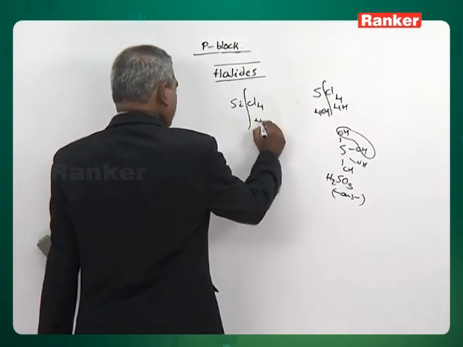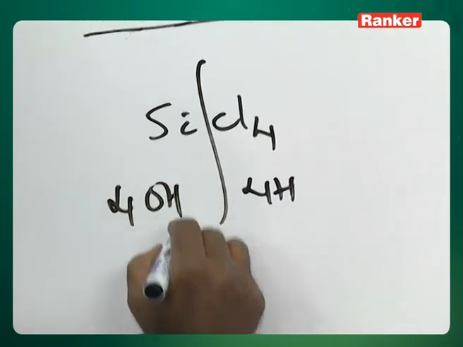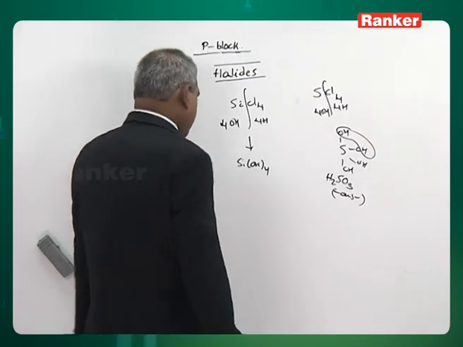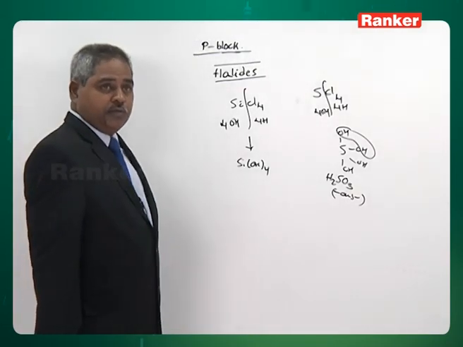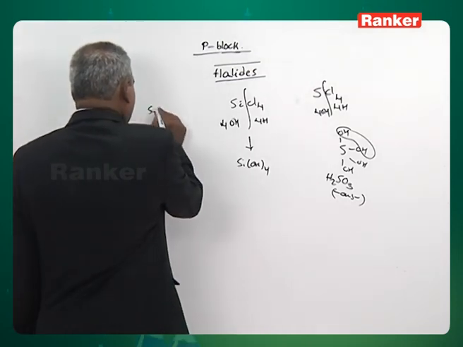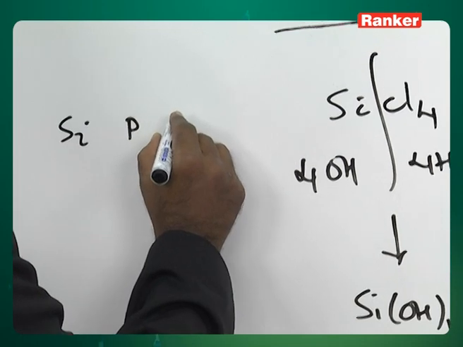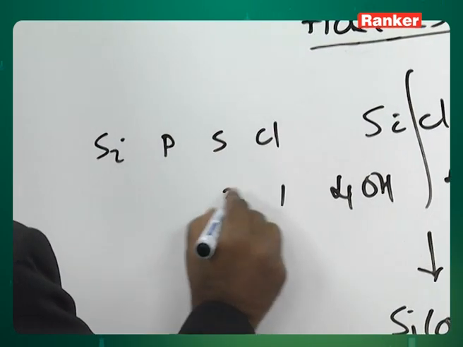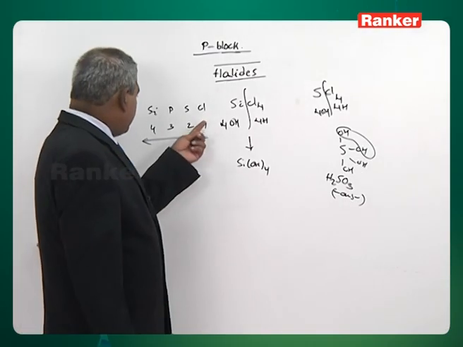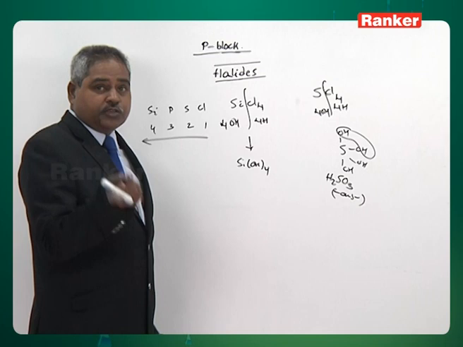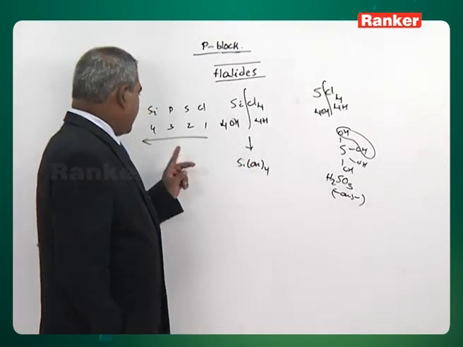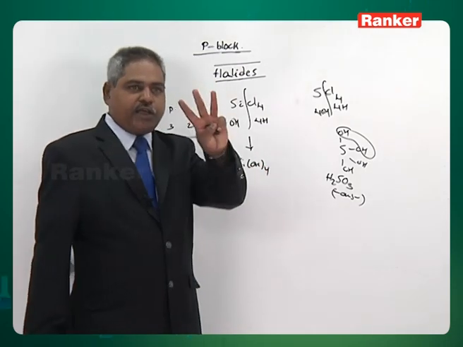SiCl4, 4H, 4OH. This is Si(OH) four times. You know silicon can handle 4 OH groups because it is electropositive. If you observe that list, silicon, phosphorus, sulfur, chlorine: 1, 2, 3, 4 is the number of OH groups. As electropositivity increases, silicon being more electropositive can tolerate more and more OH groups. Silicon can handle 4, phosphorus 3, sulfur 2.